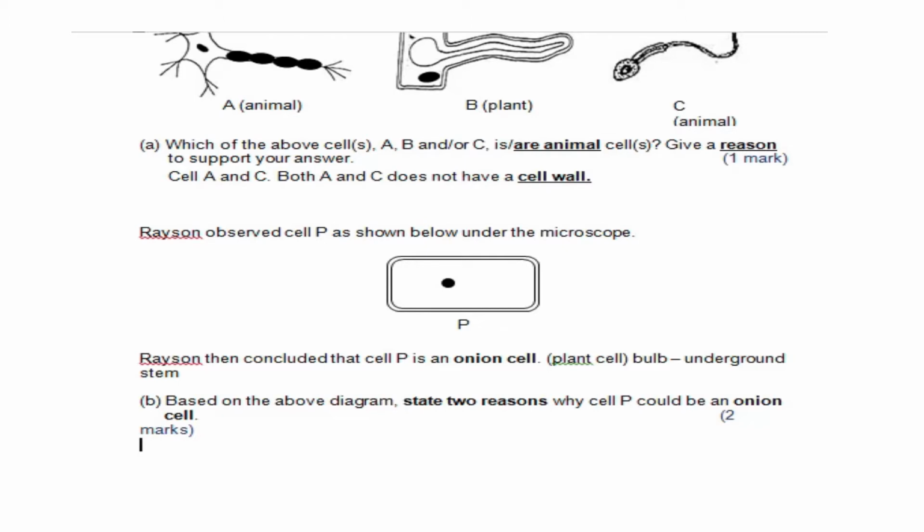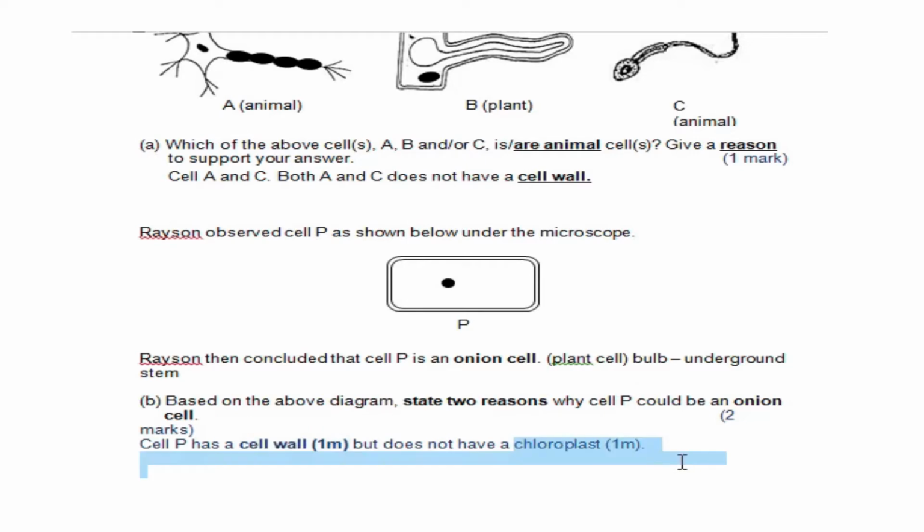So state two reasons. We can say cell P has a cell wall. That's one of my reasons, and you will be given 1 mark for this, but does not have a chloroplast. And this will give you another mark. So here I'm looking for cell wall and chloroplast.